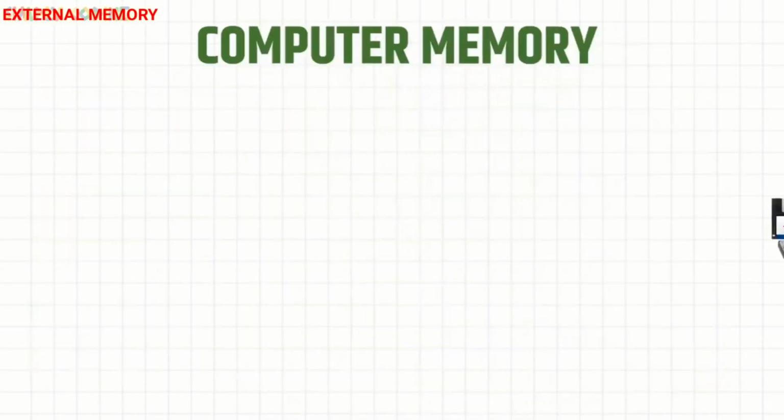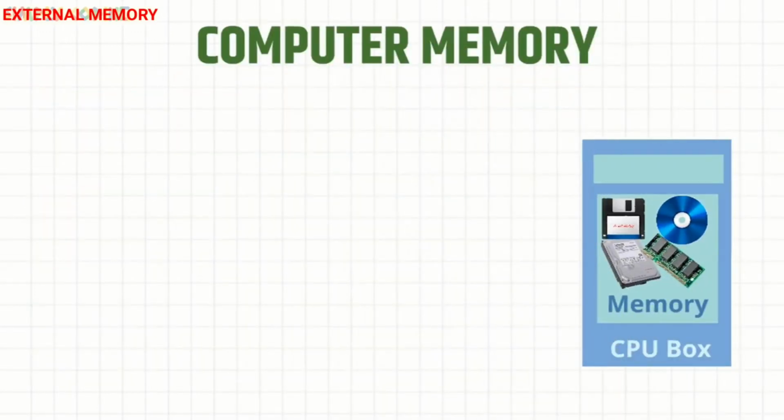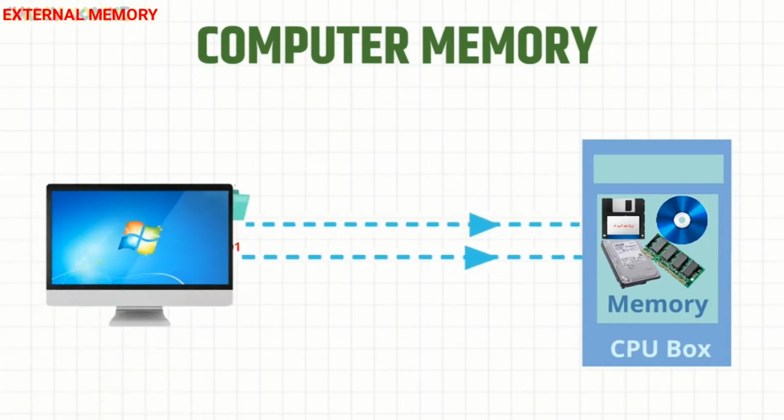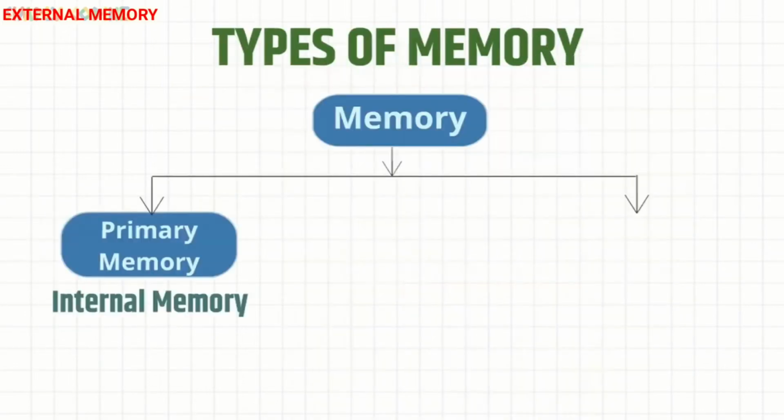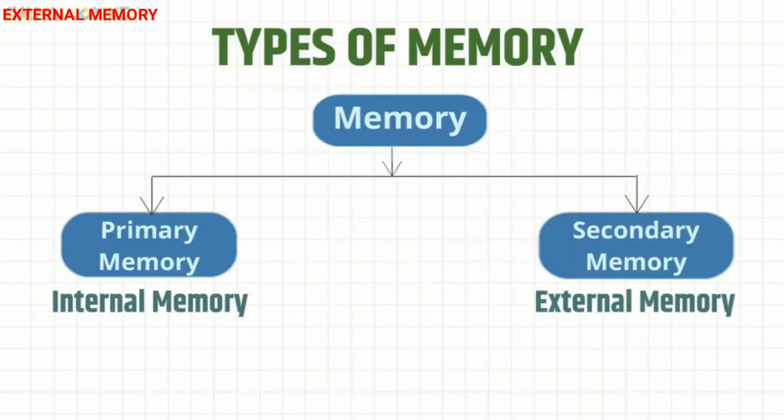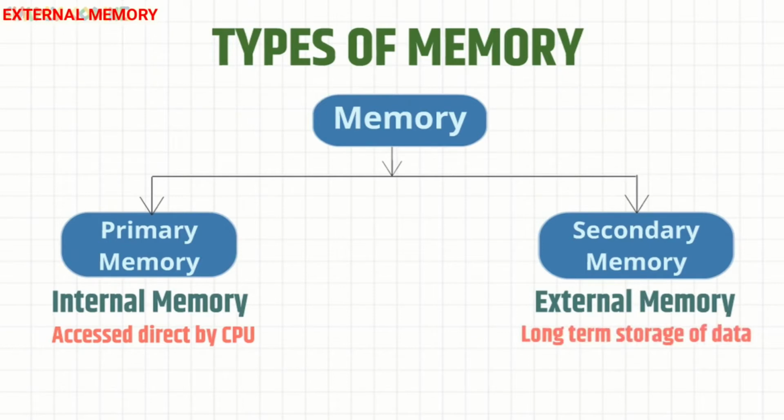Computer memory is the storage area of the computer. It is any kind of hardware which stores data and instructions for the computer. They are classified into two types, internal memory and external memory. While the primary memory is accessed directly by the CPU, secondary memory is backup memory used for long-term storage of data.